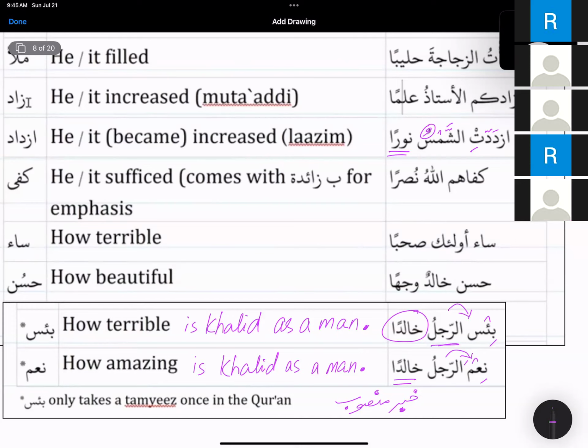These verbs, they just act like kana. They have the same... Yeah, exactly. Yeah. So that is different.